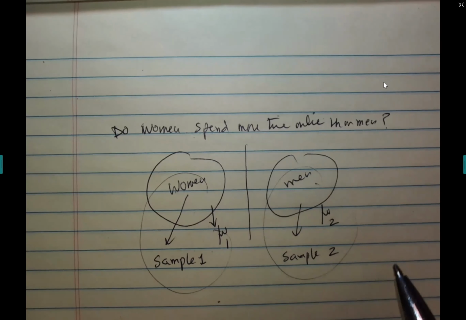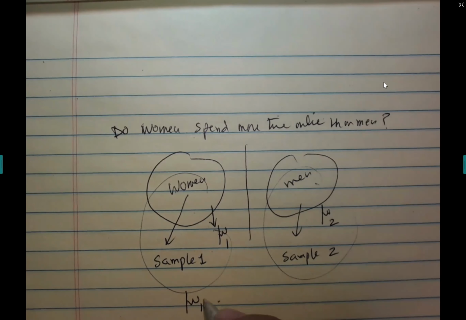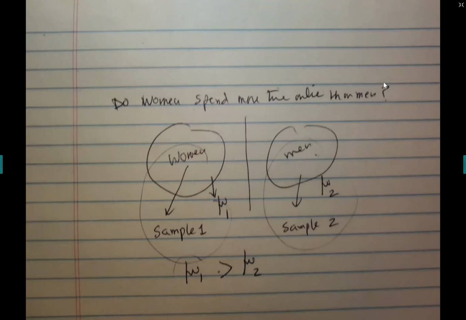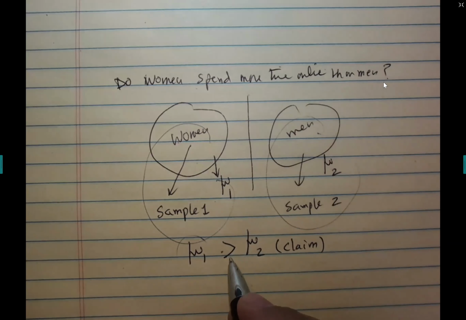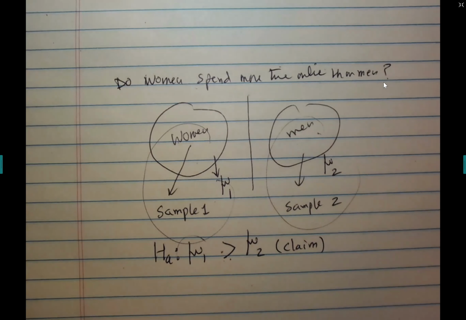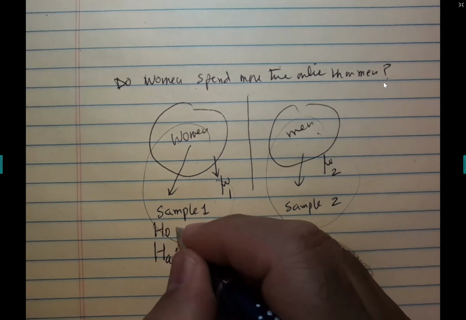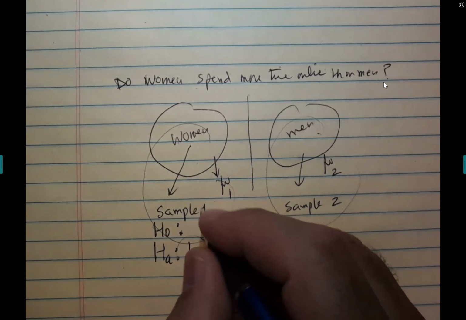Now, what kind of test do we need to perform? We need to check if mu1, which is the average time that women spend online, is bigger than mu2. So this is what the claim is. You already went through the greater than sign. If it is a greater than sign, that means this one should be HA. And H0 would be, can someone tell me what the null hypothesis would be here? Less than or equal to. You got it.